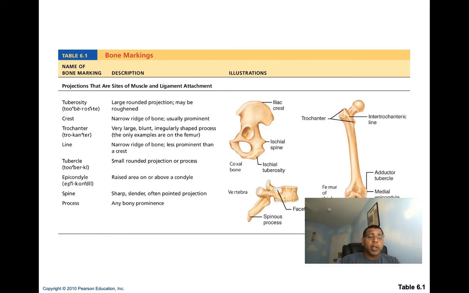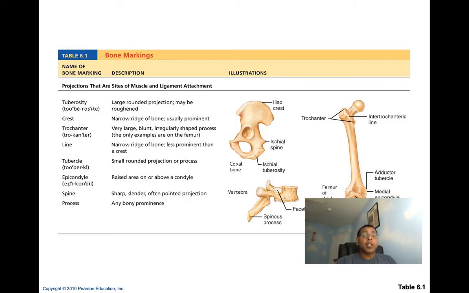First, we're going to look at tuberosities. When you have to identify such and such tuberosity, you have to understand what you're looking for. Tuberosities are large, rounded projections, and they can be roughened in appearance as well. For example, in the seated position, we are seated on our ischial tuberosity. A large, rounded projection, and it's rough in appearance. These can lead to decubitus ulcers in patients who are in a seated position for prolonged periods of time. It's a pressure point.